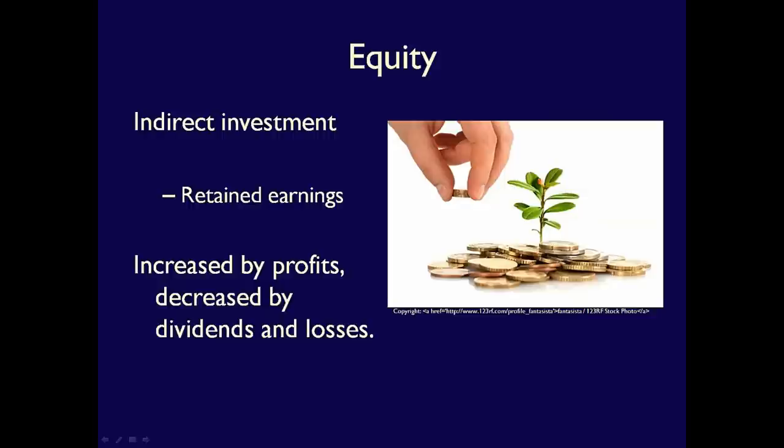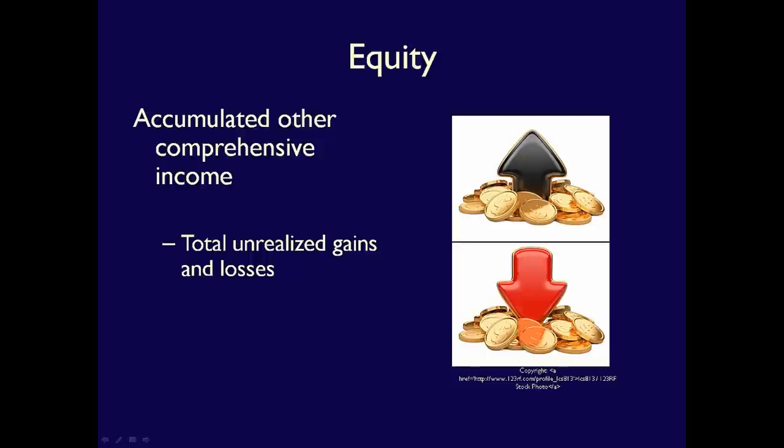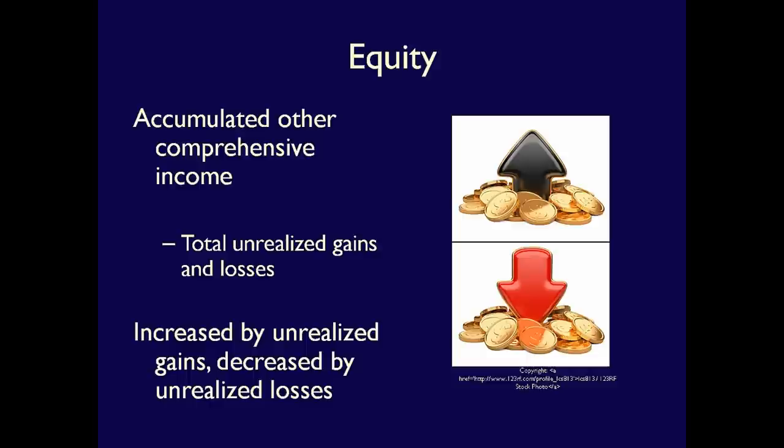Retained earnings is increased by profit and decreased by dividends paid out to shareholders, as well as losses from the income statement. The profit is kept in the business to help them grow in the future. Finally, accumulated other comprehensive income. This is the total of all unrealized gains and losses from the statement of comprehensive income since the company began. This amount is increased by unrealized gains and decreased by unrealized losses.